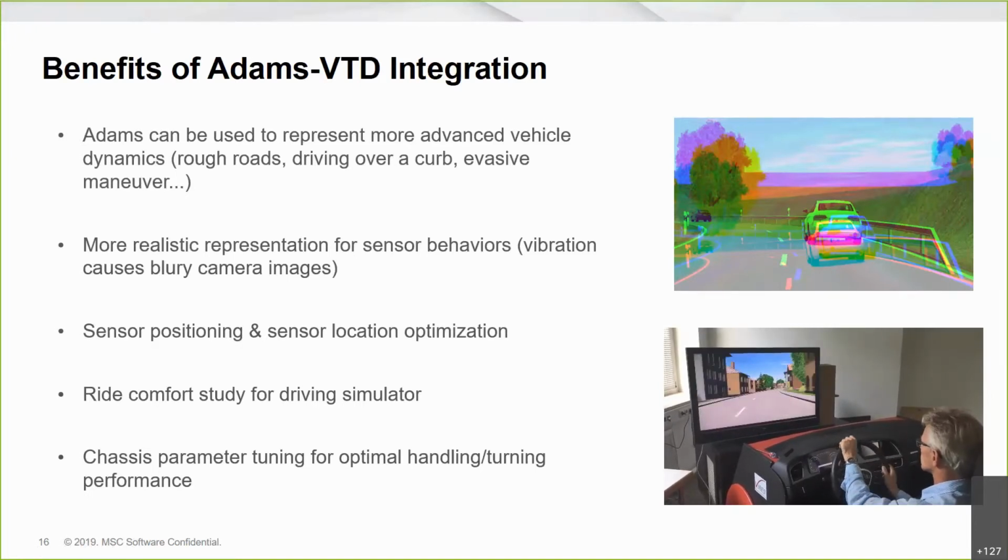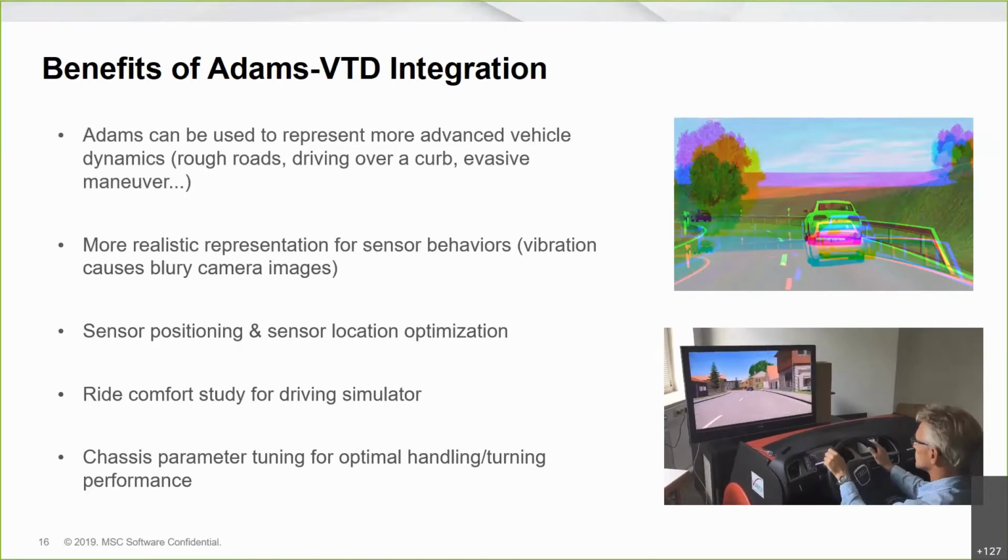So with a higher fidelity vehicle dynamics model and a more accurate chassis simulation, you will be able to capture all those movements in the suspension system in order to, say, give a more realistic driving behavior to the driver and study how the ride comfort is going to look with different chassis designs or different suspension designs. So these are some of the benefits of using the Adams and VTD integration.